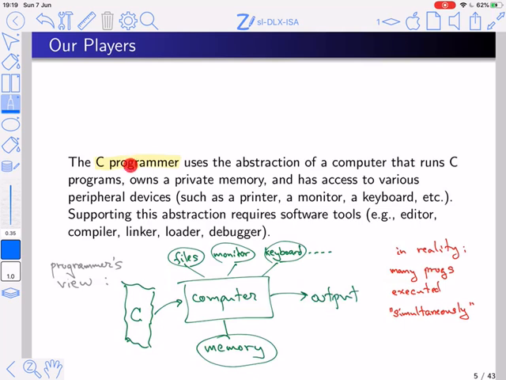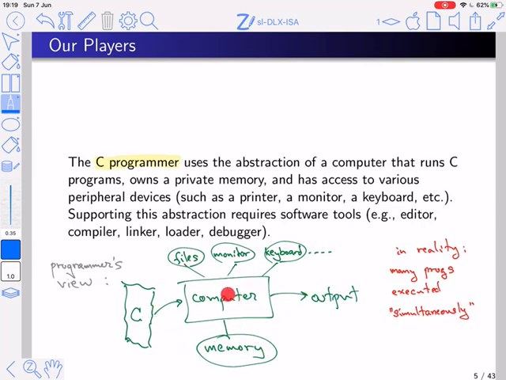The first player is the C programmer. The C programmer uses an abstraction in which the computer runs C programs, owns private memory, and has access to various peripheral devices such as a printer, a monitor, a keyboard, a mouse, etc. Supporting this abstraction in practice requires software tools such as an editor, a compiler, a linker, a loader, a debugger, etc. So this is the point of view of the C programmer.